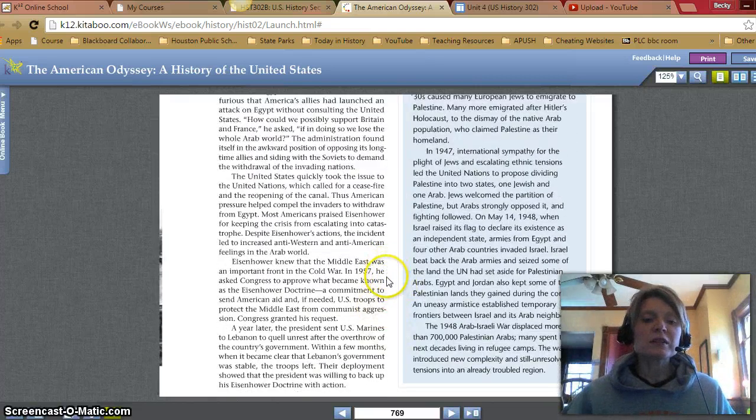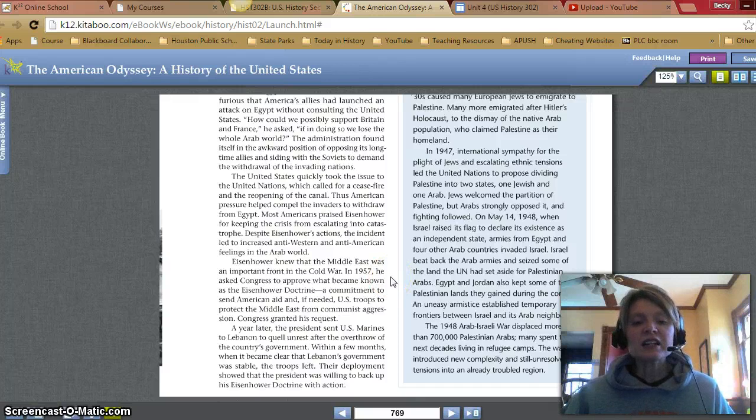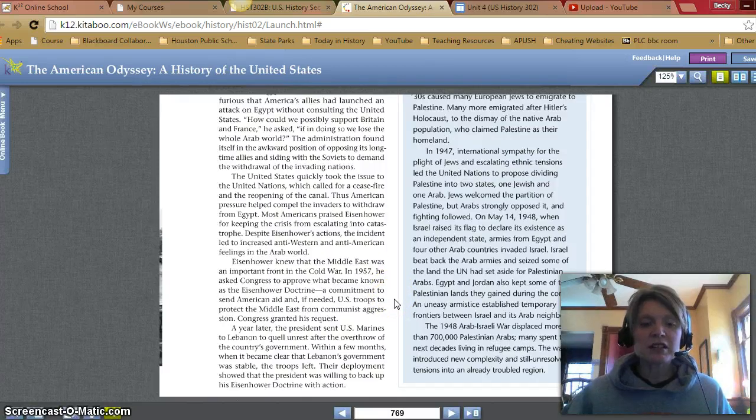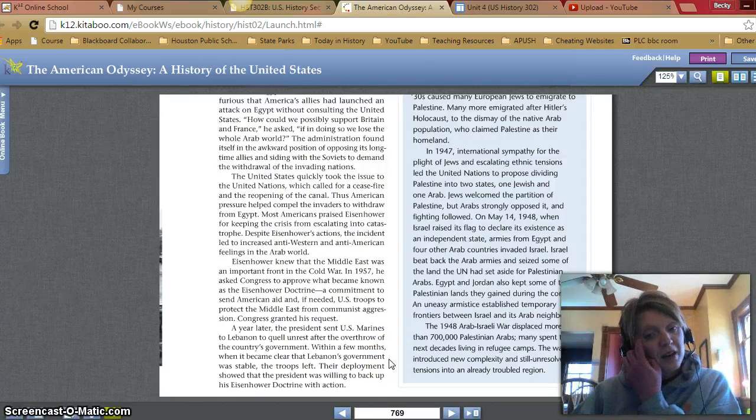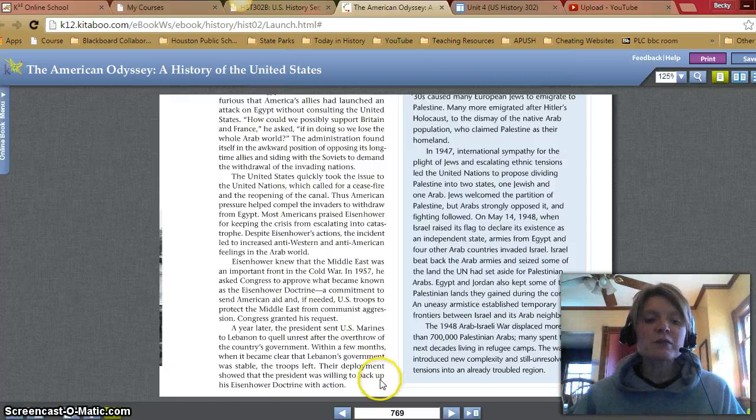Eisenhower knew that the Middle East was an important front in the Cold War. In 1957, he asked Congress to approve what became known as the Eisenhower Doctrine, a commitment to send American aid and, if needed, U.S. troops to protect the Middle East from communist aggression. Congress granted his request. A year later, the president sent U.S. Marines to Lebanon to quell unrest after the overthrow of the country's government. Within a few months, when it became clear that Lebanon's government was stable, the troops left. Their deployment showed that the president was willing to back up his Eisenhower Doctrine with action.